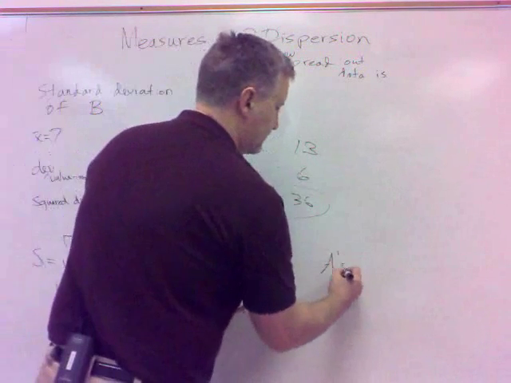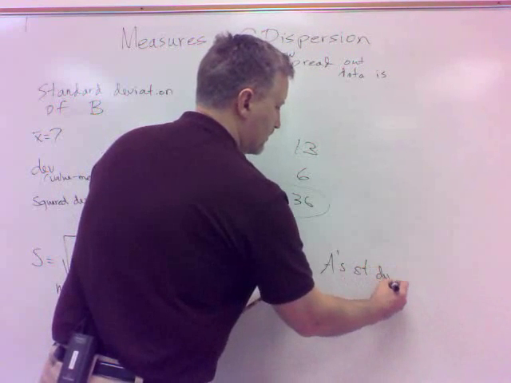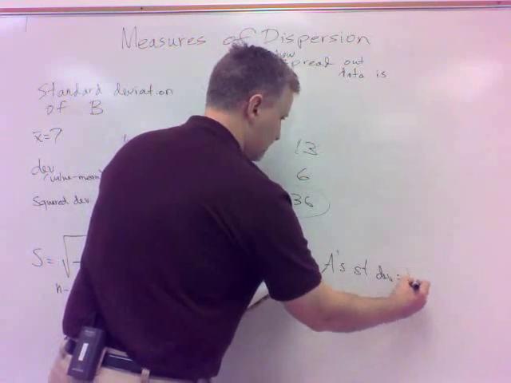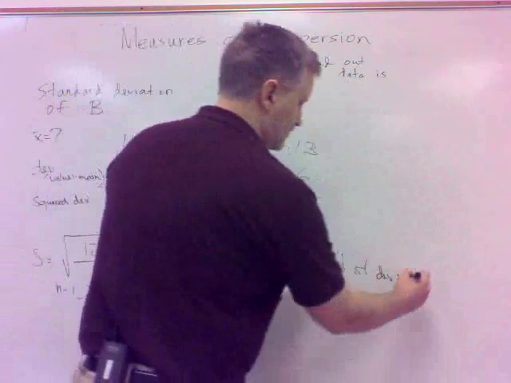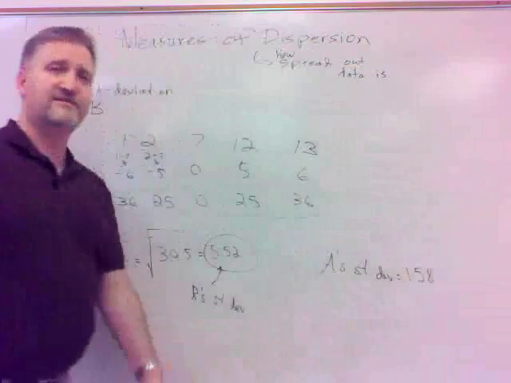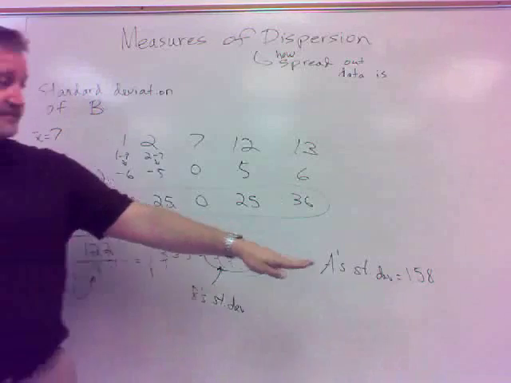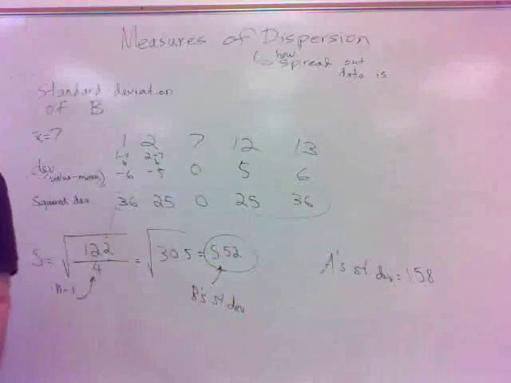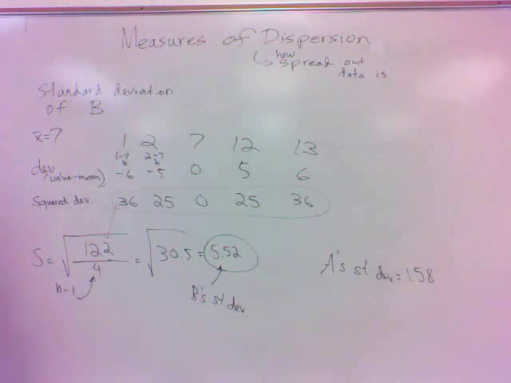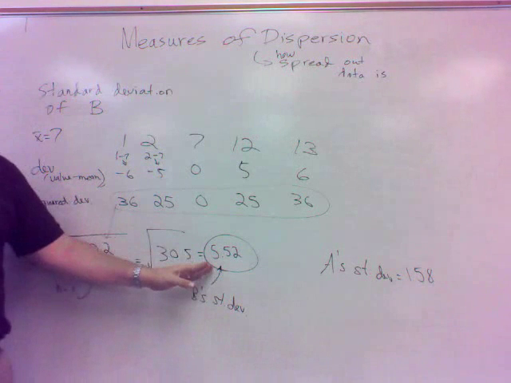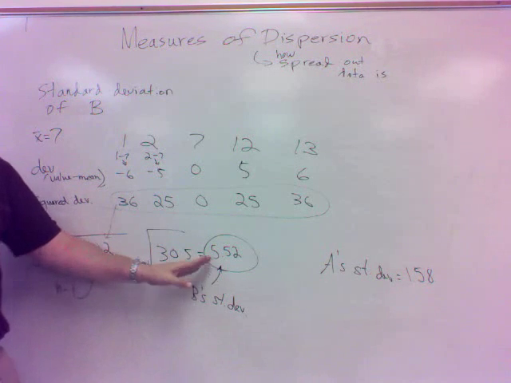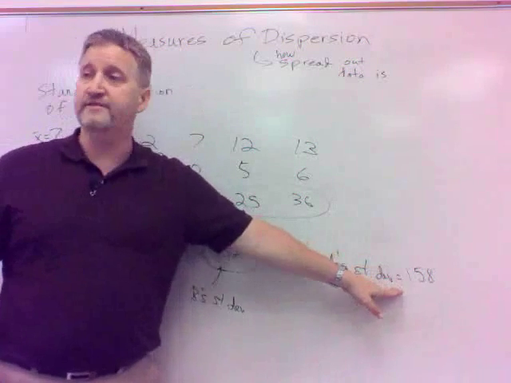A's standard deviation was 1.58. Does that make sense? B's is 5.52. A's standard deviation is 1.58. Does that make sense to us? Well, it should, because standard deviation measures dispersion. The higher the standard deviation, the more dispersed. B's is higher, quite a bit higher than A's. That makes sense, doesn't it?